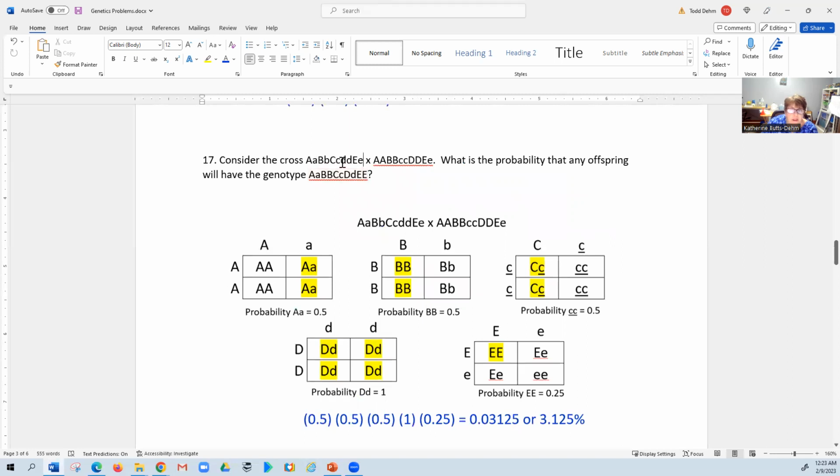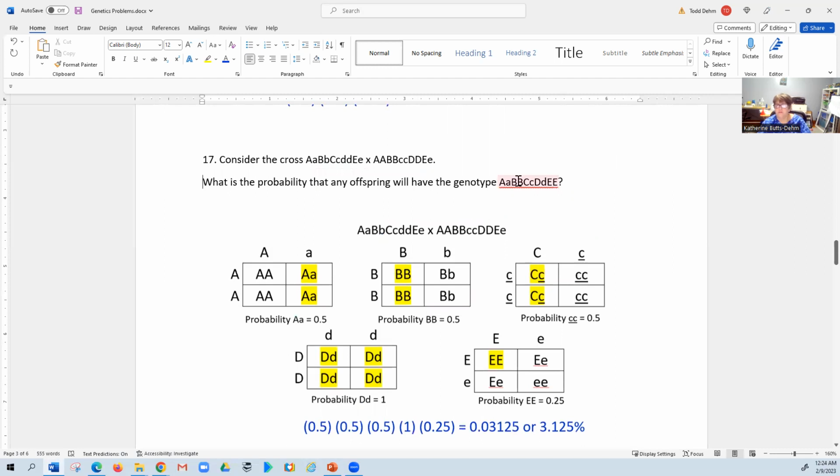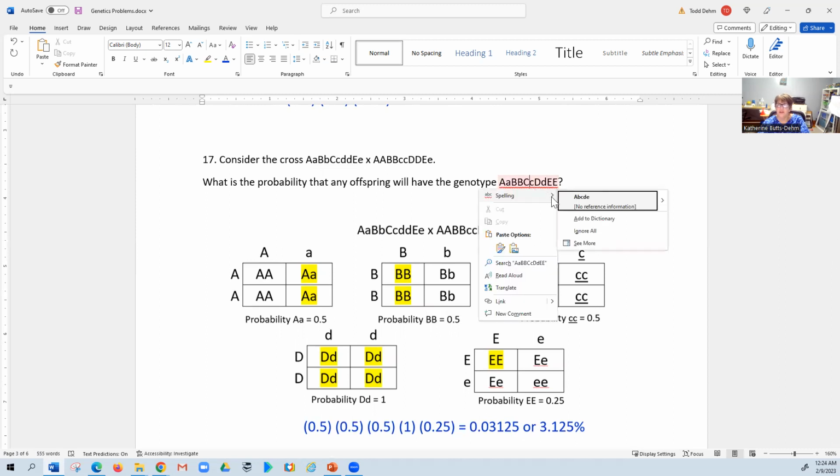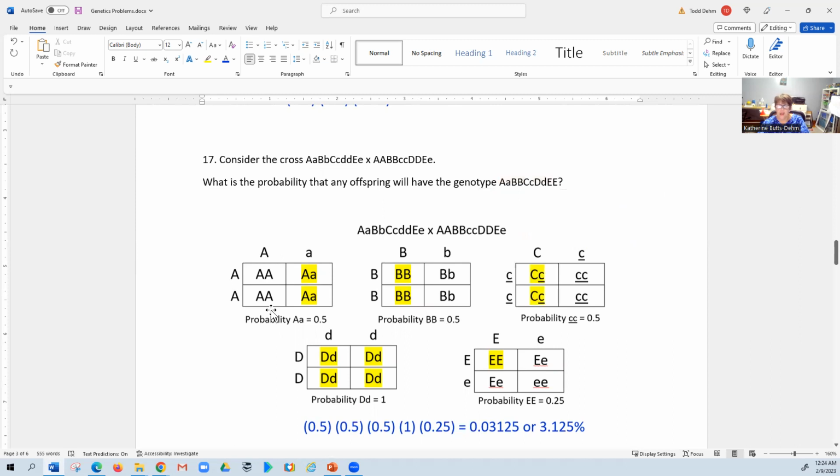big A, big B, little b, big C, big D, little d, big E, times big A, big B, little c, big D, big E, little e. What is the probability that any of the offspring will have het for A, homozygous dominant for B, het for C, het for D, homozygous dominant for E? Okay, so when we look at this, here is our cross.